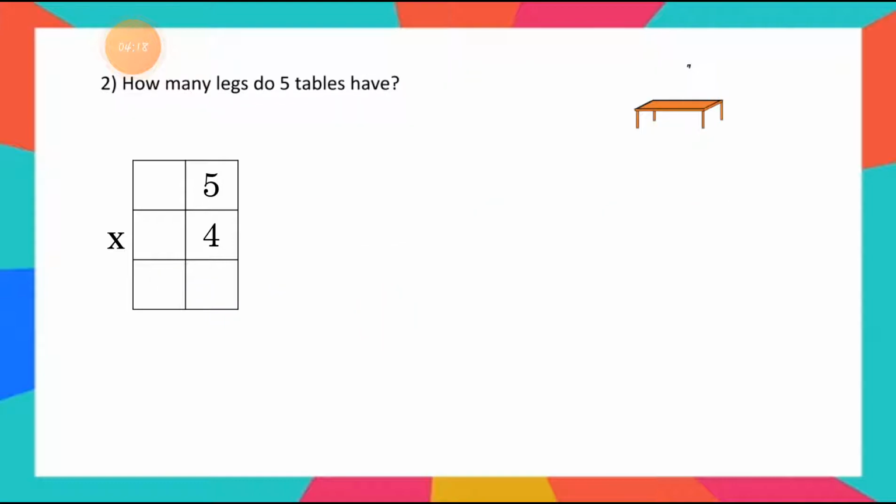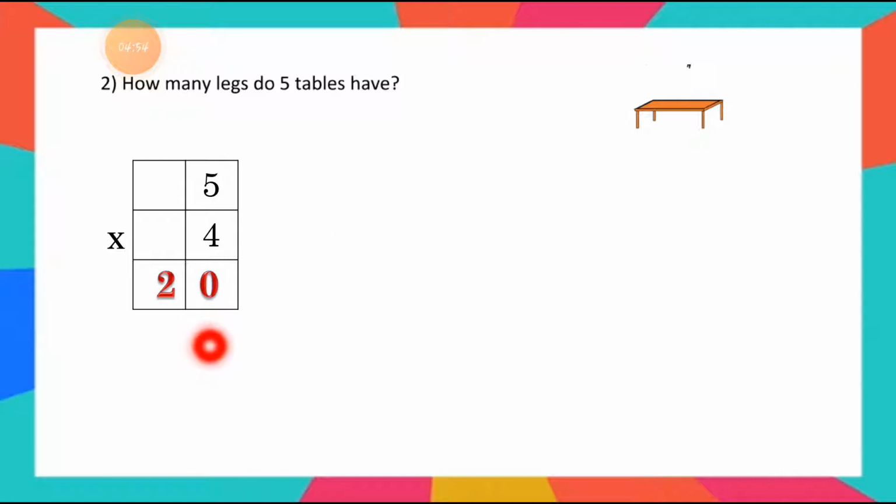Now let's see example number 2. How many legs do 5 tables have? So here I am finding one piece of numerical information, which is 5. So here I am writing 5, and there are 5 tables. So one table has 4 legs. You can see in the picture that one table has 4 legs. So that's why I am putting 4 here. Now 4 fives or 5 fours are both equal to 20.